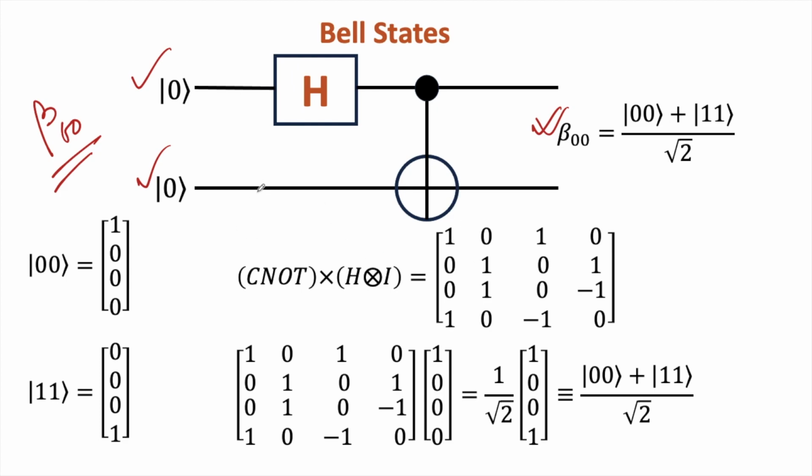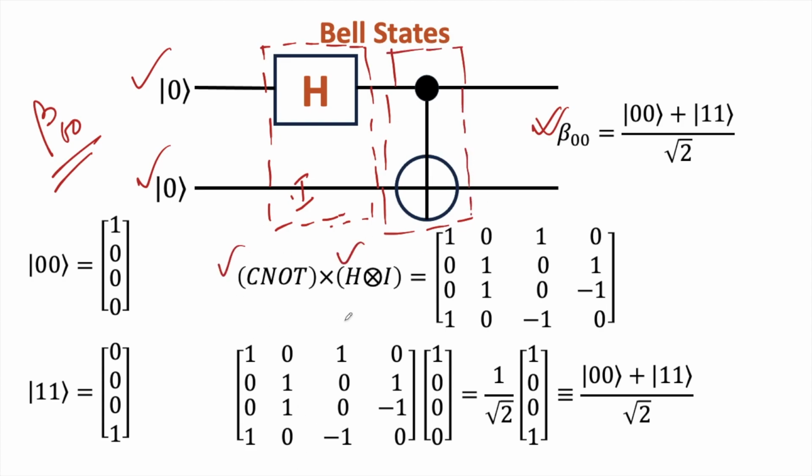So before going to the operation, let's understand the transformation matrix of this circuit. Here is a Hadamard gate, and this acts as an identity operator. If you take the product of these two transformation matrices, then you will get this one, and try yourself that you will get this transformation matrix.